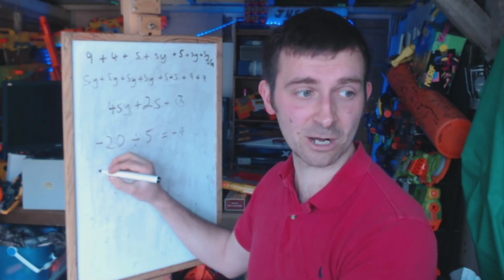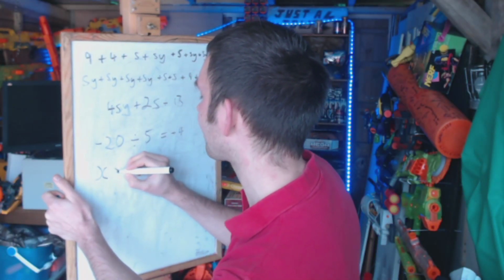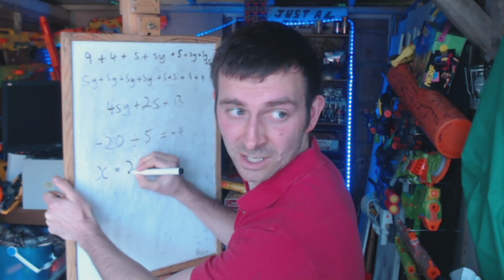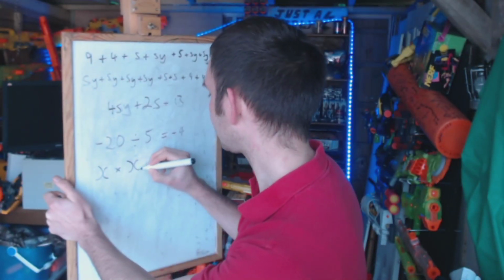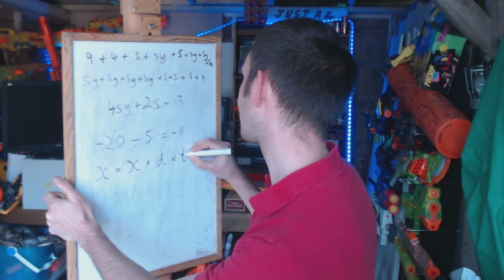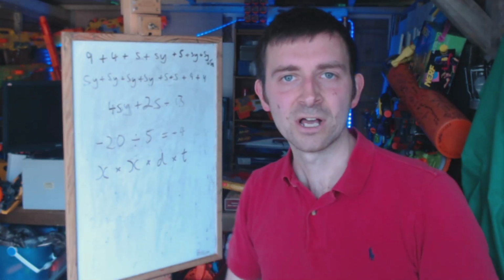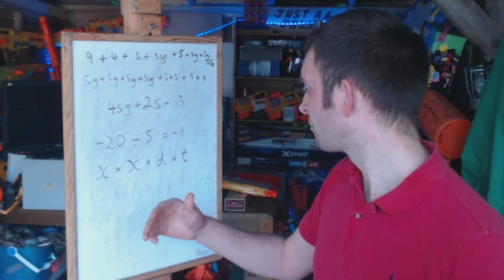And this is a prime example. So let's be careful about how we write our x's. Let's have x times x times t times t. Again, I'm writing that t very carefully so it doesn't look like a plus sign now. Right, so where do we go from here?